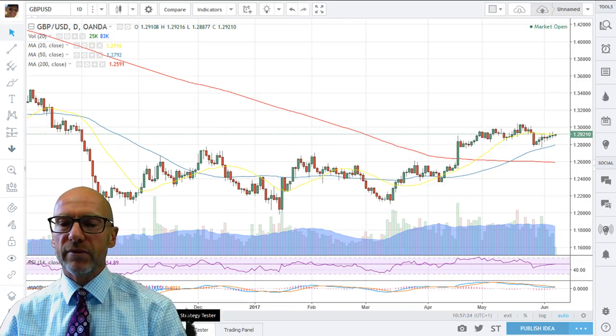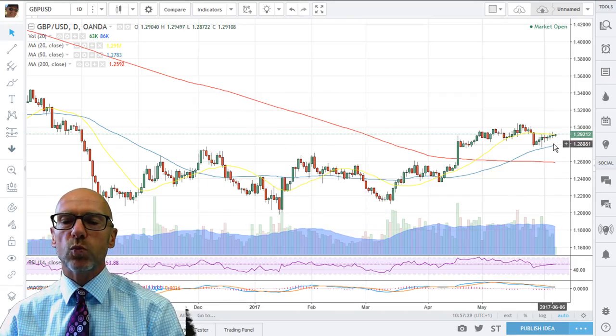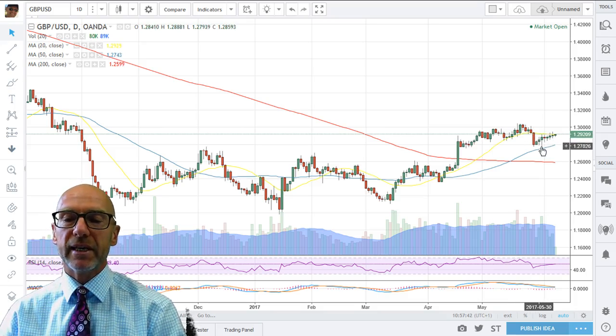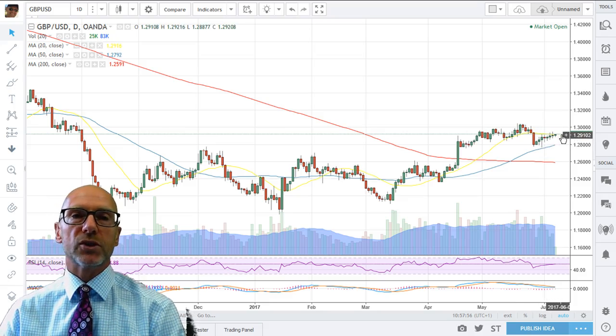So here we have sterling on a daily basis, so each candle represents 1 day's trade, and what you can see, it's been very steady over the election period. There was the wobble on the 26th of May. That was when the Labour Party did a lot better in the polls than expected, and that hit sterling. But since then it's been a steady progress upwards.